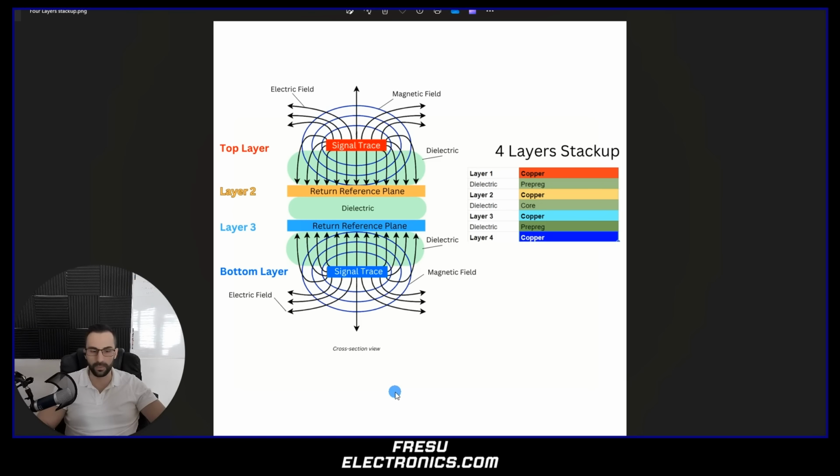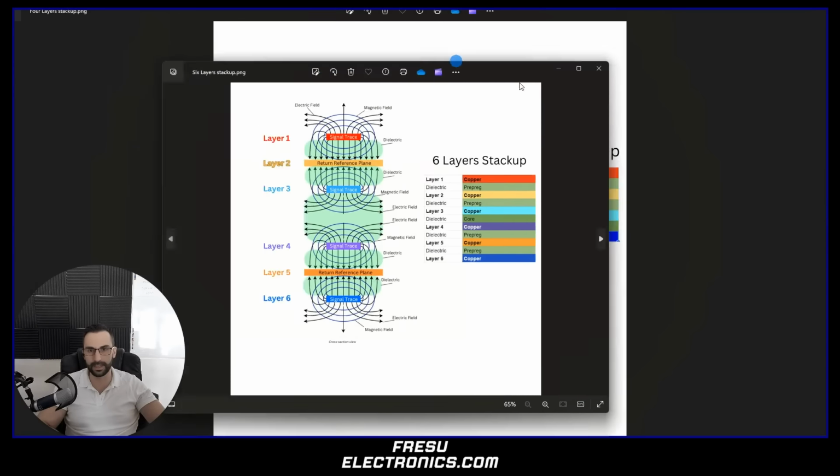adjacent to it. Now, when we increase the layer count, for example, now this is a 4-layer stack-up. So we have signal on the top, then on layer 2 we have the return reference plane, then we have the dielectric, and then again the return reference plane, which is giving the reference and the return also for the signal trace on the bottom. Now let's see how it looks when we have a 6-layer board.